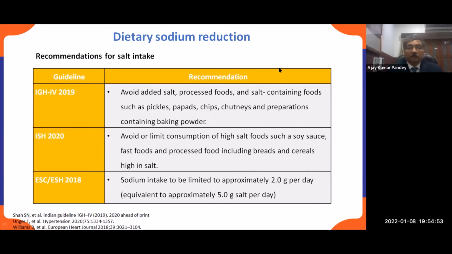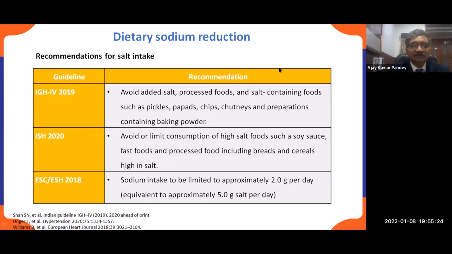So I always ask my patients what type of salt they're taking, because there's a myth in society that stopping salt and taking rock salt or sendha namak makes your blood pressure all right. That's not the case, and you should also make your patients aware to avoid added salt. What is that added salt? Processed foods and salt-containing foods like pickles, papad, chips, chutney, and burger, chips, pizza, which all my junior colleagues like a lot.